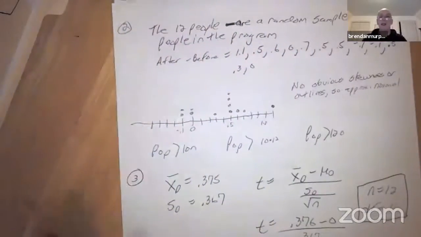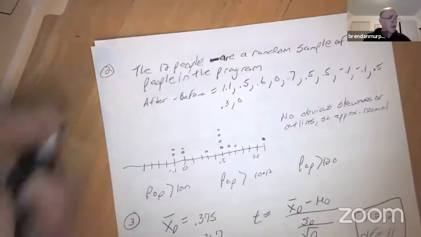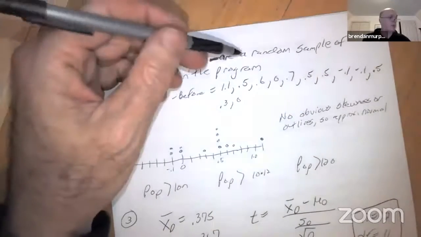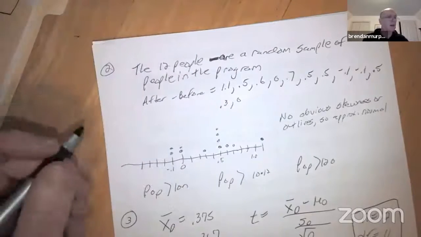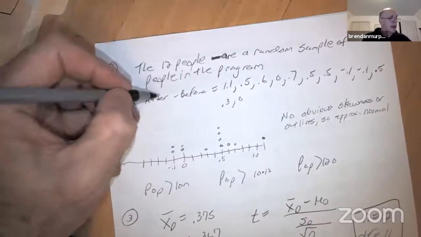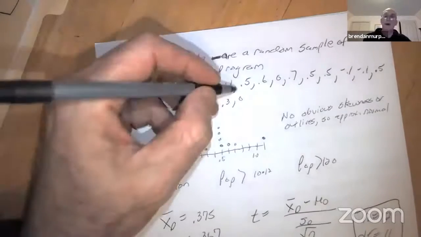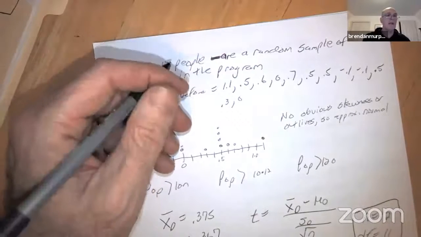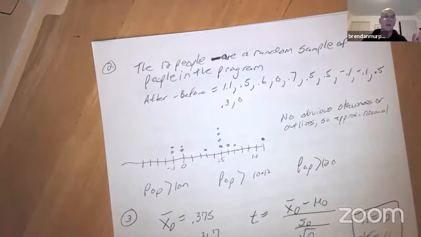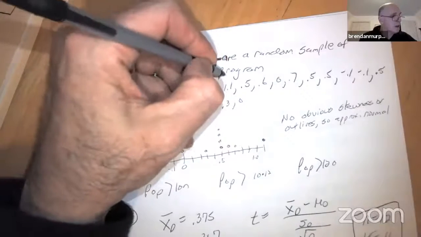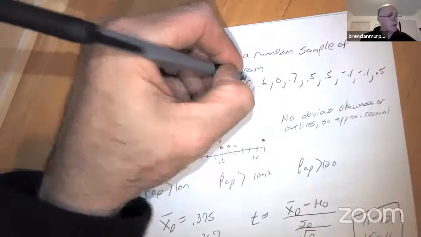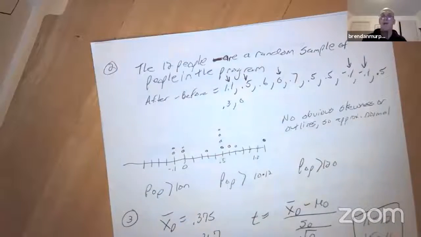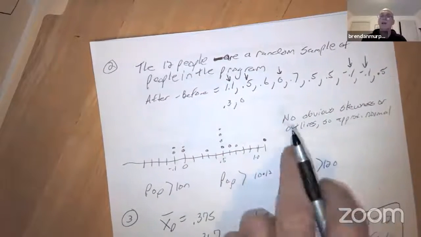I want to check my conditions and assumptions. It did tell me the 12 people are a random sample of people in the program, so that's good. I did actually subtract my after and before. I'll show you that in the calculator in a second. When I'm doing matched pairs, what I'm really doing is usually taking the difference of my two different groups of data. The first person went up 1.1, the second person went up 0.5, this person, nothing happened. These people, the program didn't work at all. They actually went backwards. I came up with those, and I'll show you those in the calculator in just a second.